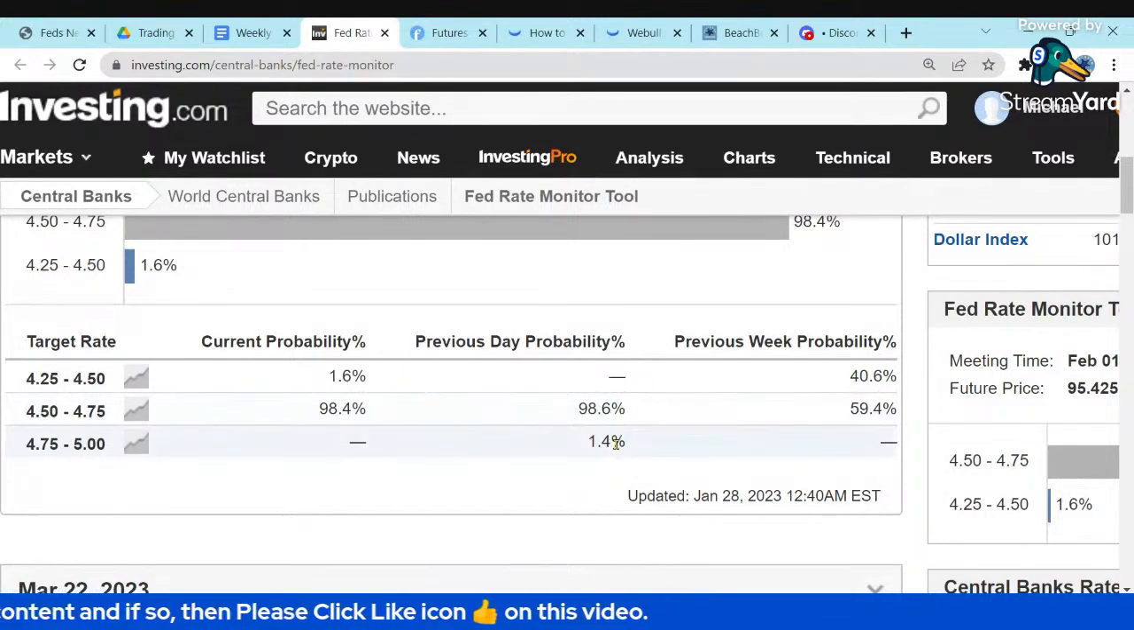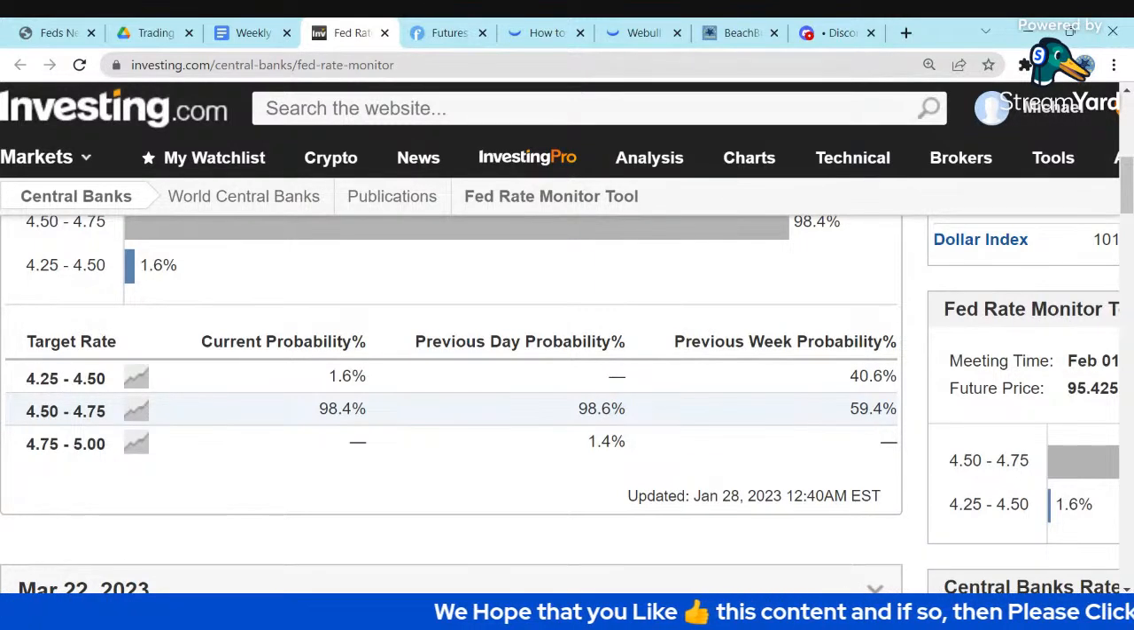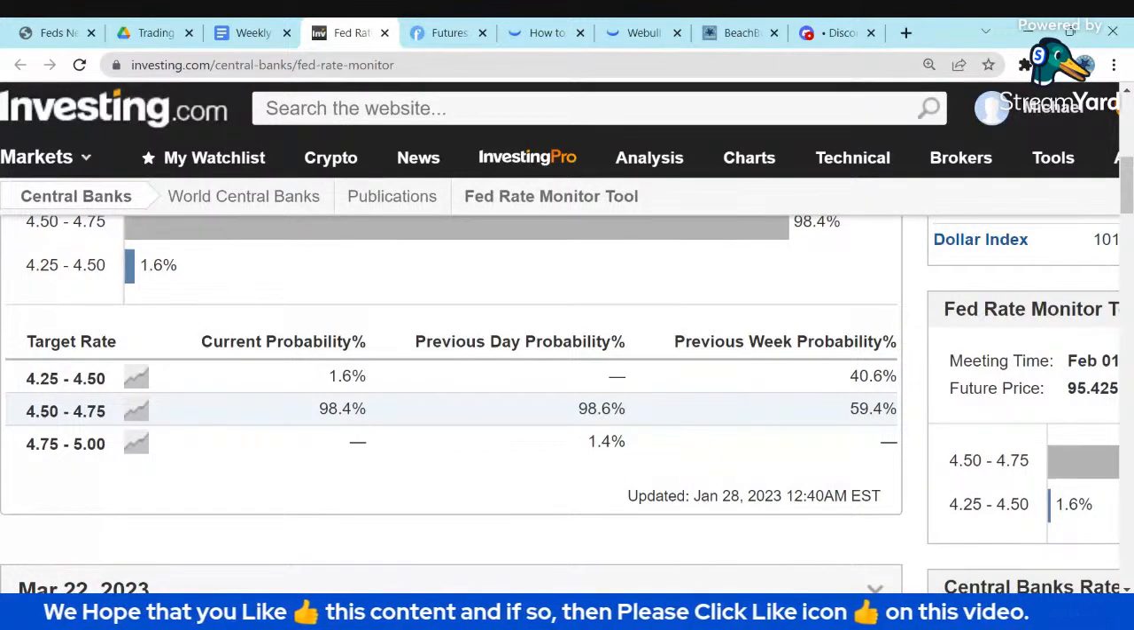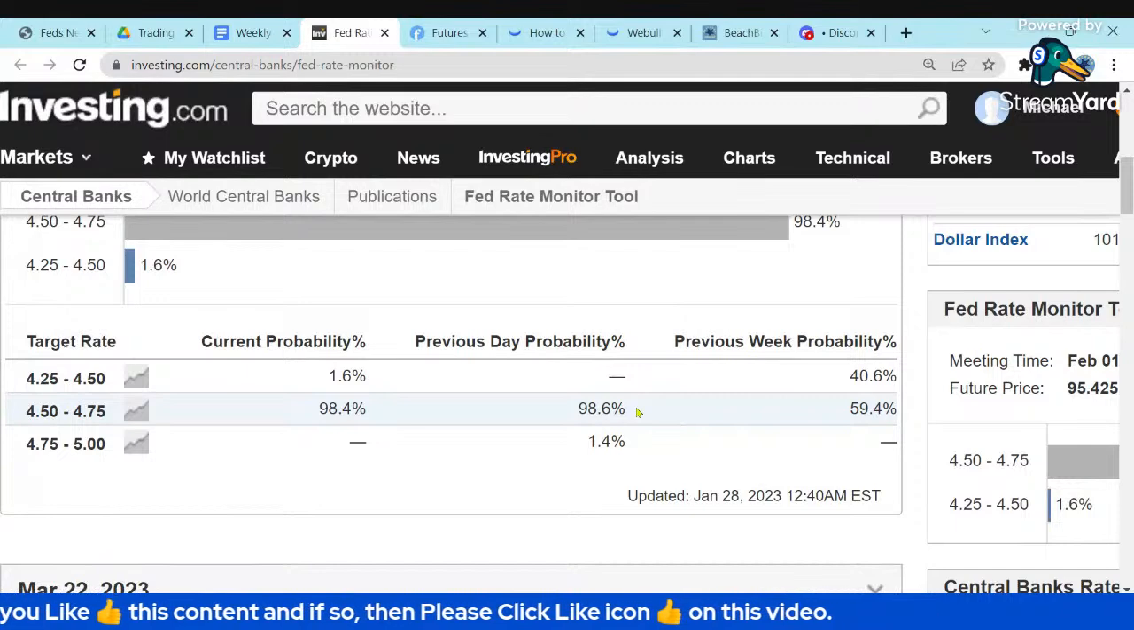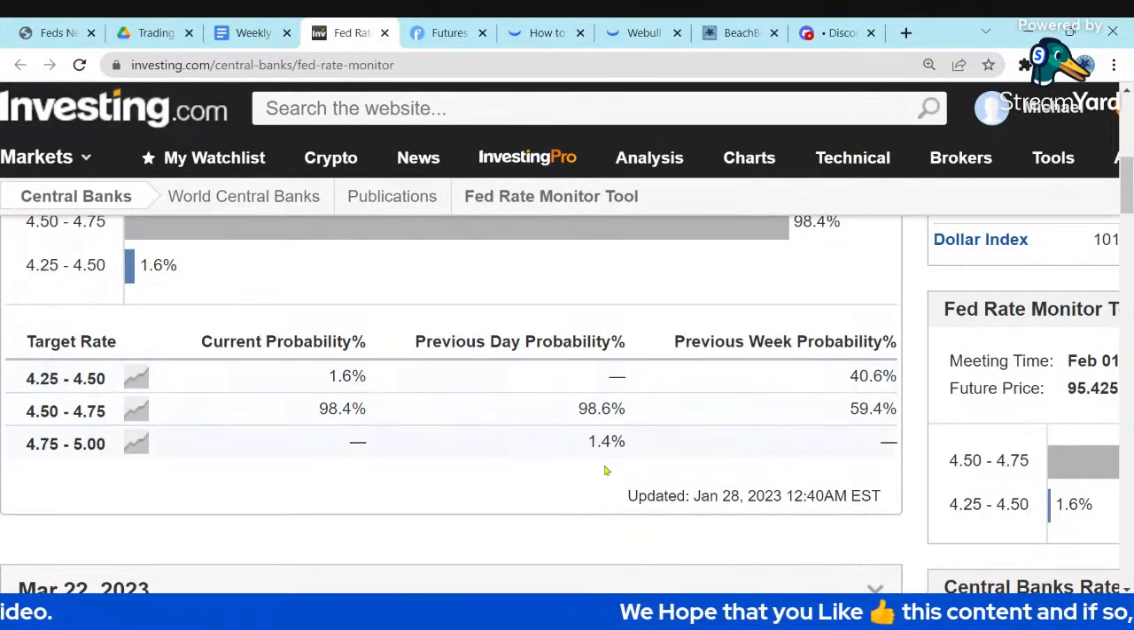how that probability has changed. Actually, the previous day it was even higher. The previous week it was not as high. So based on the economic data that we got this past week, they have increased the probability that we're going to get a 25 basis point hike. And that is the consensus that I'm hearing around, that everyone's expecting a 25 basis point hike.